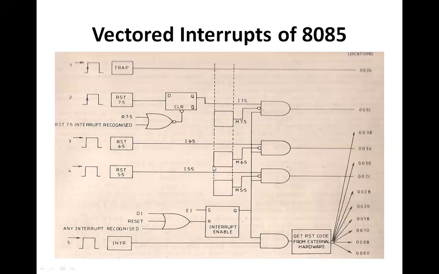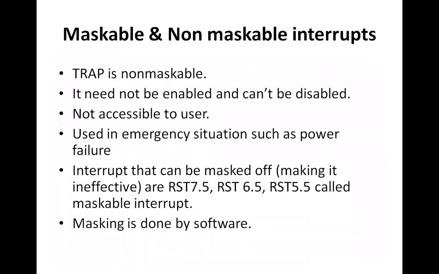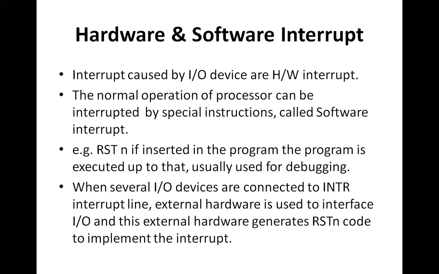Now, as far as the other interrupts are concerned, this is the basics of interrupts which we have already discussed. We already know that 2 types of interrupts are there, maskable and non-maskable. Maskable interrupts can be avoided for a few times, and a non-maskable interrupt has to be entertained immediately whenever it is received. We also know the hardware and the software interrupt. I have given you the example: if an RST instruction is inserted in a program, then that is a software interrupt, and the rest of the interrupts are hardware interrupts.